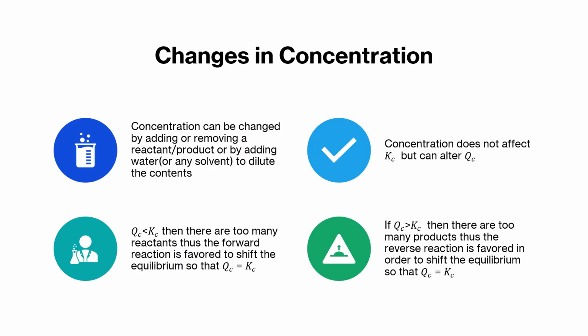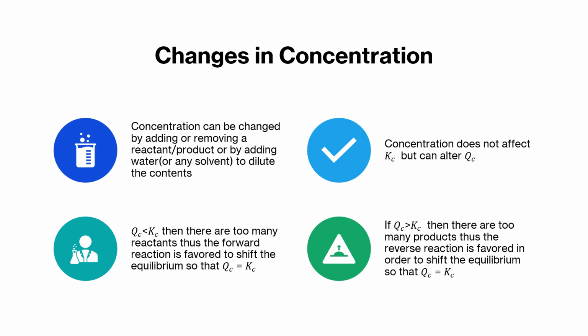So, changes in concentration. The main ways in which concentration is changed in a reaction is by adding or removing a reactant or product, or by adding water to dilute the contents of the reaction. In some cases, you may see that water is not the solvent of the reaction. Instead, ethanol or propanol may be the solvent. In this case, you want to increase or add more of that solvent. Interestingly, concentration does not affect the equilibrium constant. However, it does affect the reaction quotient.